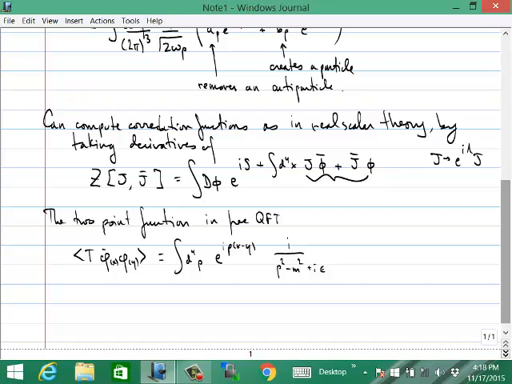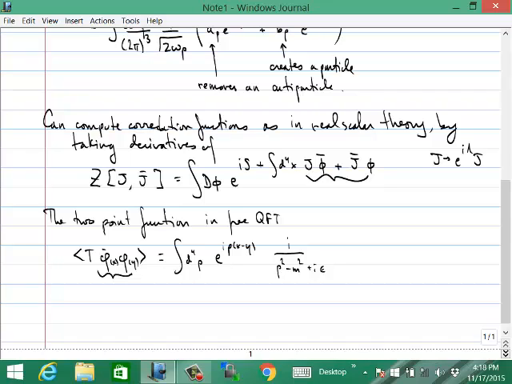Remember that phi is an operator that has charge +1, and so phi bar is an operator with charge -1. The vacuum state has 0 charge. So if you want some non-trivial expectation value, then the charges of the things you are taking the expectation value of have to cancel.